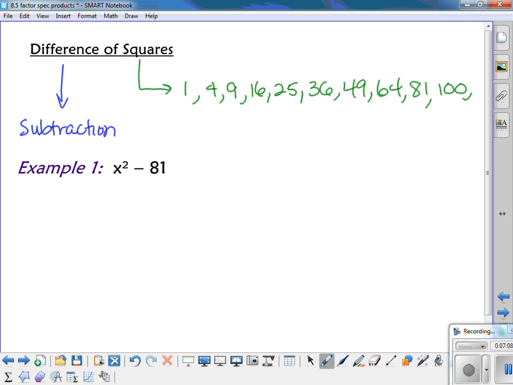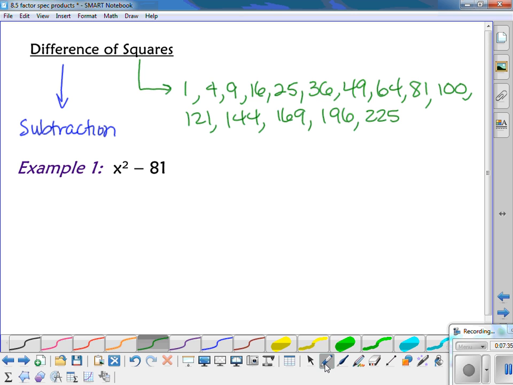Okay. How about 121? That's 11 squared. What's 12 squared? 144. 13 squared? 169. Good job. 14 squared? 196. How about 15 squared? 225. Yeah. Okay, so you should know up to 15 squared just so that you recognize it when you see it.